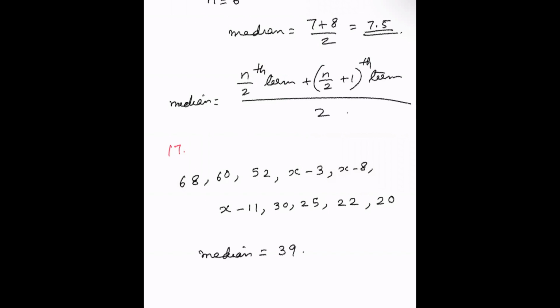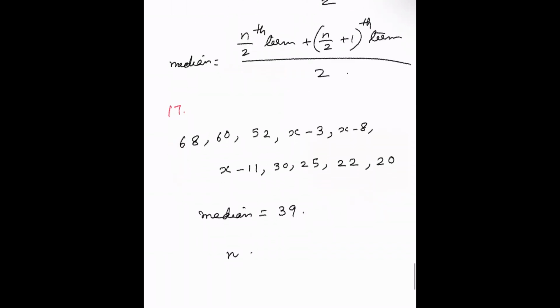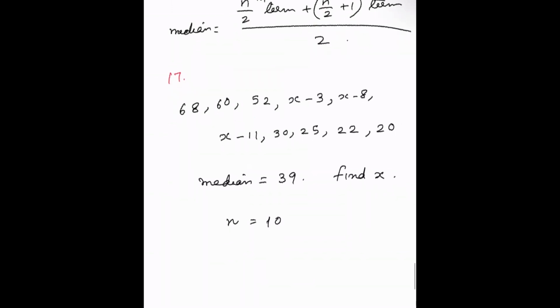So first see how many observations are there. The question is find x, okay? You just need to find x. See how many observations are there. 1, 2, 3, 4, 5, 6, 7, 8, 9, 10 observations are there. Okay. So based on that, what you know is median is fifth term. I hope you're understanding this.